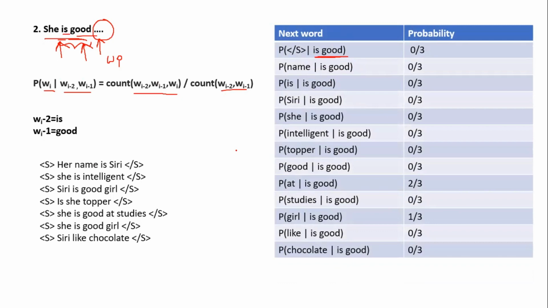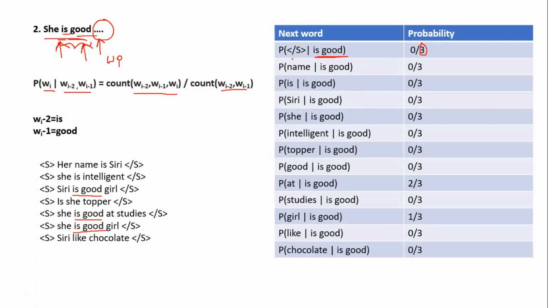And check how many times "is good" occurred in the sentences. The sequence should be "is good" only. It should not be "good is". Okay. Check how many times we have these 2 words together. "Is good" once, "is good" twice, and that is 3. It occurred 3 times. So the denominator value will be 3.